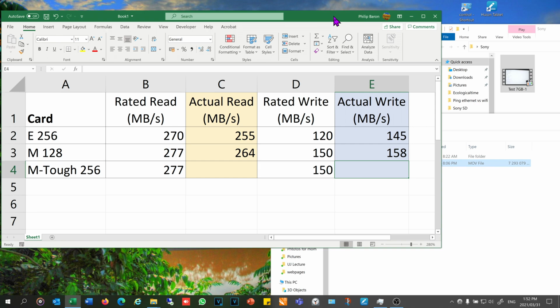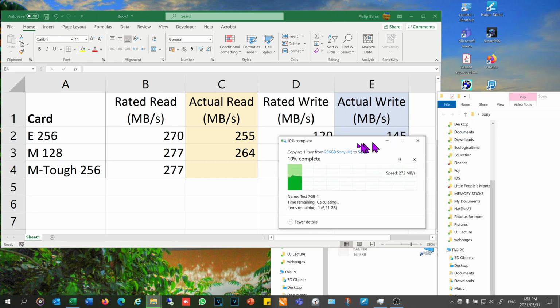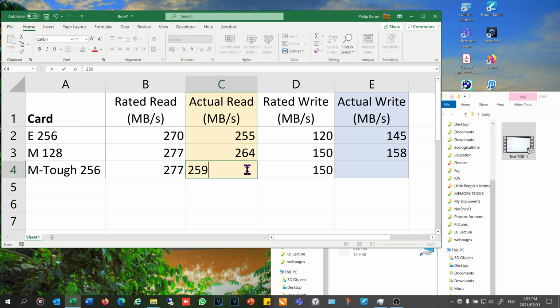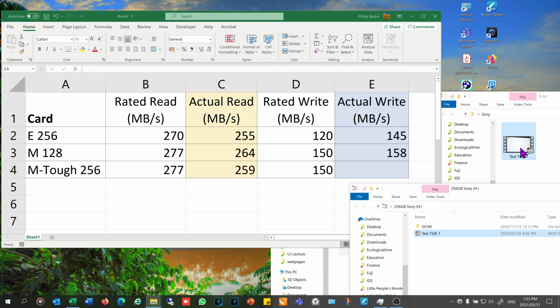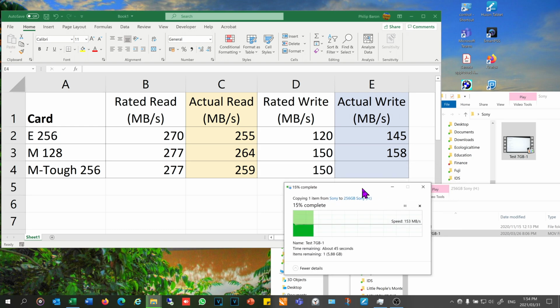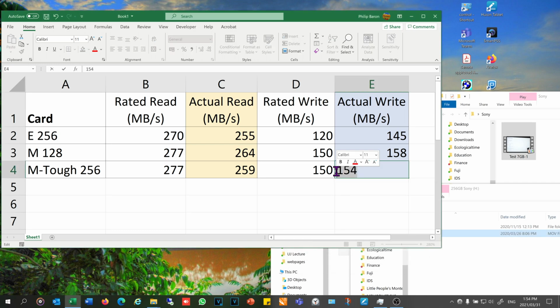Right, now the last card is the M Tough. Okay, so it had a maximum of about 260 odd. I'm gonna take the average at about 259. And now I'm gonna do the write test. Right, it was around the 155, 154 mark, but for the most part, it was at about 154.